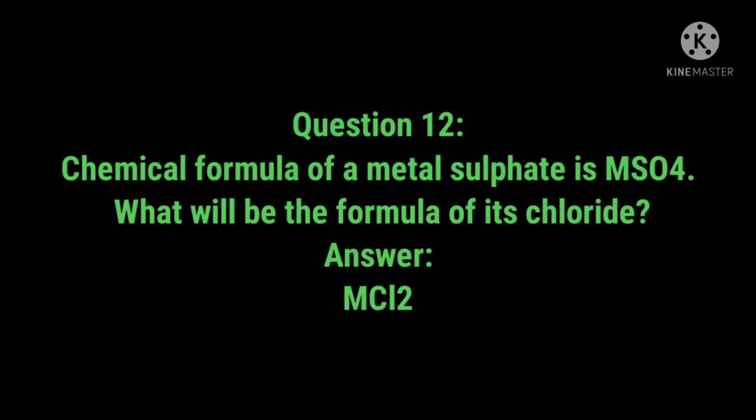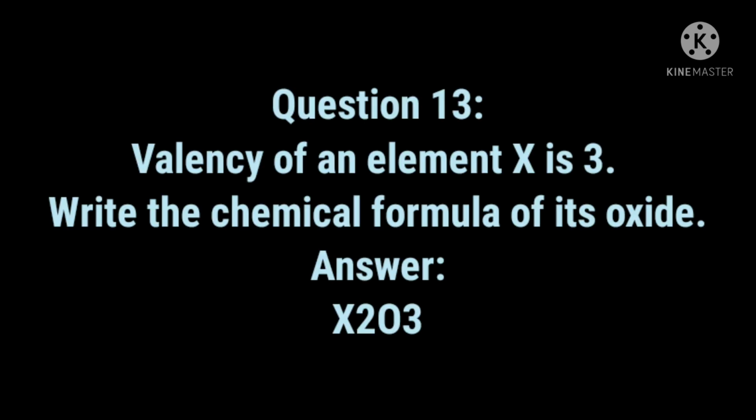The chemical formula of a metal sulfate is MSO4. So you can understand the valency is 2. So the formula of its chloride will be MCl2. Similarly, if the valency of an element X is 3, the chemical formula of its oxide should be X2O3.